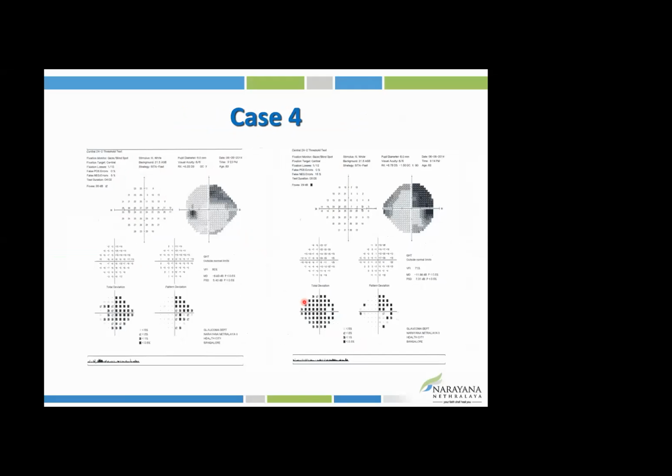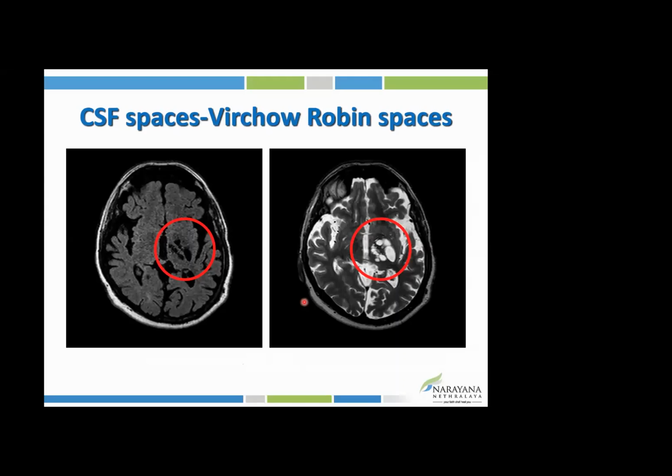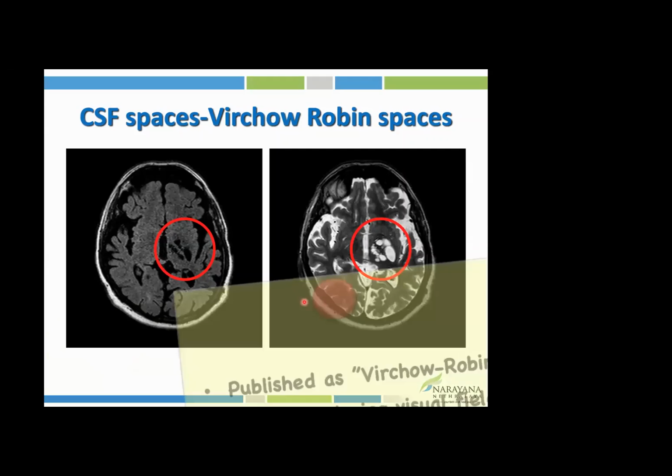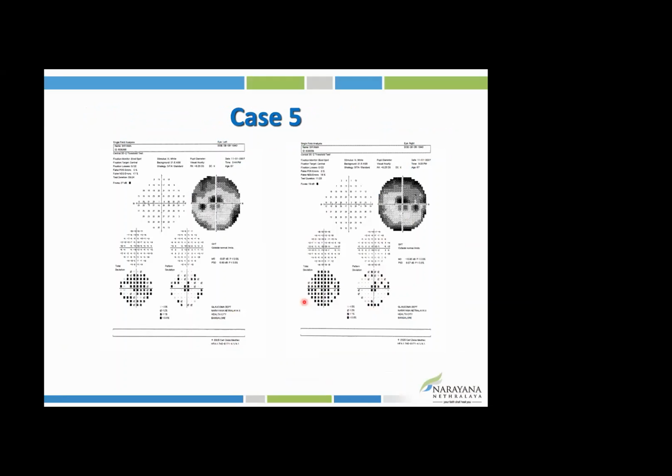Case number 4, this was again bilateral, respecting the vertical meridian, involving one area. So basically a superior right quadrant anopia. Again, we are looking at a right pie in the sky. So look into the temporal lobe and we find that it could be something in the left temporal lobe. And when we did the MRI, what was interesting is these multiple blackish spots which are seen, which are CSF spaces. And this is called the Virchow-Robin spaces. And we were the first to publish it, as these spaces producing visual field defects was previously never reported in Neurology India.